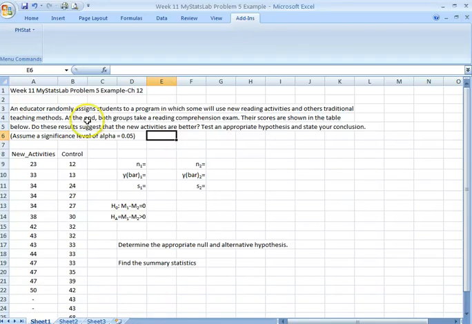Okay guys, here we are, week 11, MyStatsLab problem 5 example from chapter 12. Man, we're really close to the end, aren't we? Well, let's go ahead and look at this problem.